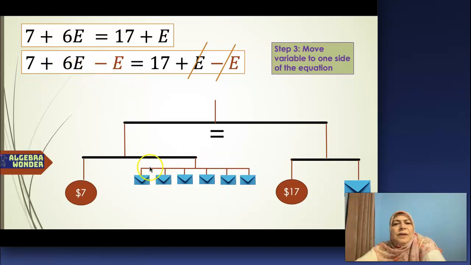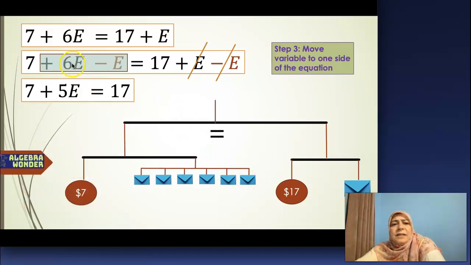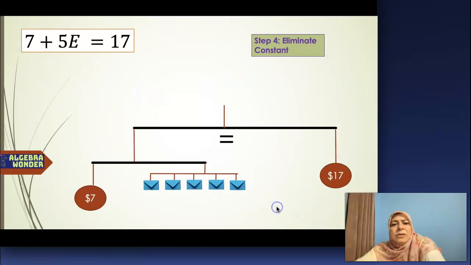Now, what we have left here is 6 envelopes, and we eliminate one of the envelopes. How many do we have left? 6e minus 1e is 5e. So now I have $7, 5 envelopes, and $17. Now it became a two-step equation. We did this before, but we're going to do it again. I want to know how much is in each envelope. I have $7 and 5 envelopes balanced with $17.